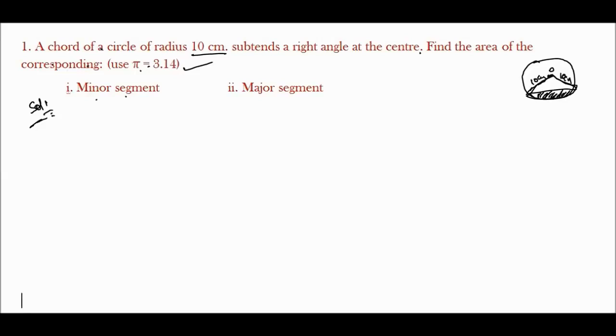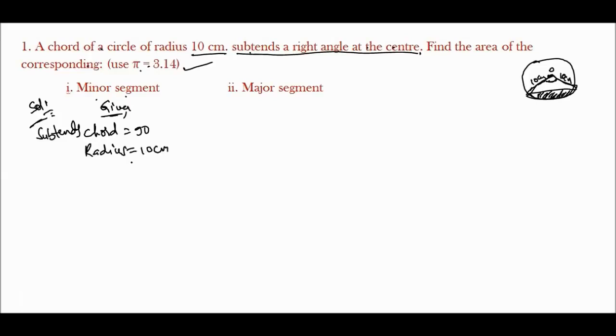Total is the sector. So what is given? Given is the angle subtended by the chord, which is 90 degrees. Here it is a right angle at the center. So the chord subtends a right angle at the center. The radius is equal to 10 centimeters, and we need to find the area of the minor segment.